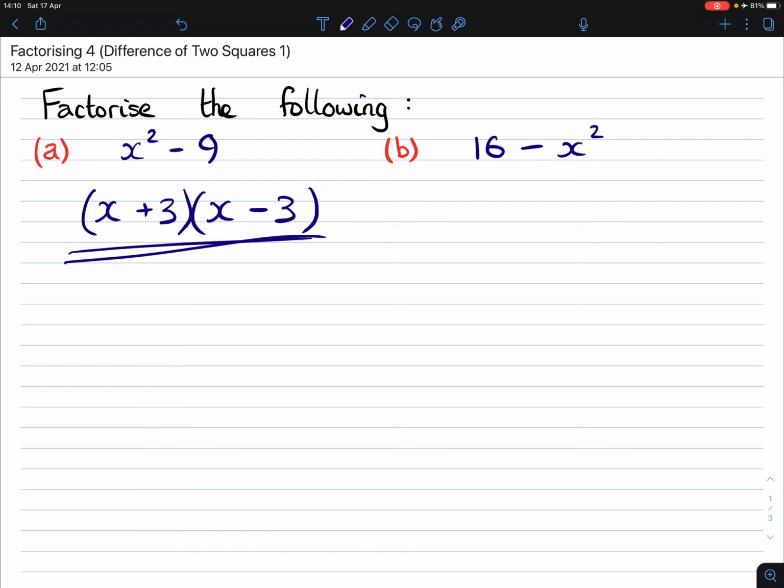For the second one, 16 minus x squared, again, nothing in common, two terms, difference in between, both have a nice square root, it's a difference of two squares. The square root of 16 is 4, the square root of x squared is x, and in order to get that negative, we have 1 plus and 1 minus.